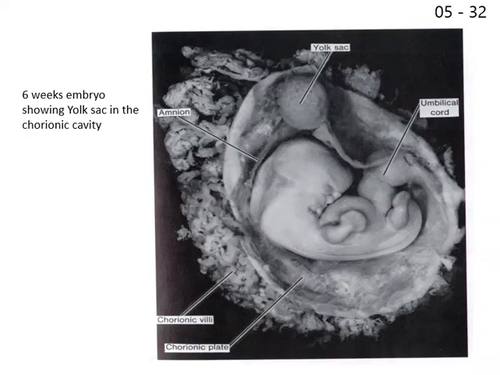And here, around a 6 weeks age embryo, the yolk sac, the umbilical cord, here is the head region, this is the limbs, the cardiac region, and here we have the amnion surrounding the embryo from all sides. This is a placenta with chorionic villi and chorionic plate.